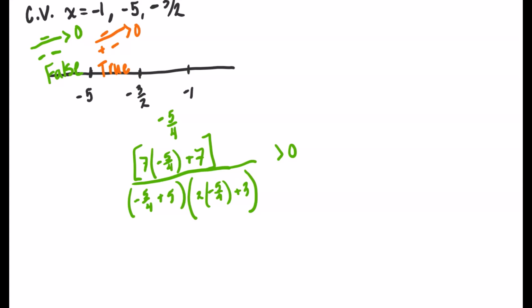All right, so notice that my numerator is going to turn out to be negative, and then my denominator is going to be a positive and a positive. So is a negative over a positive greater than 0? And that's no. So again, this is a false.